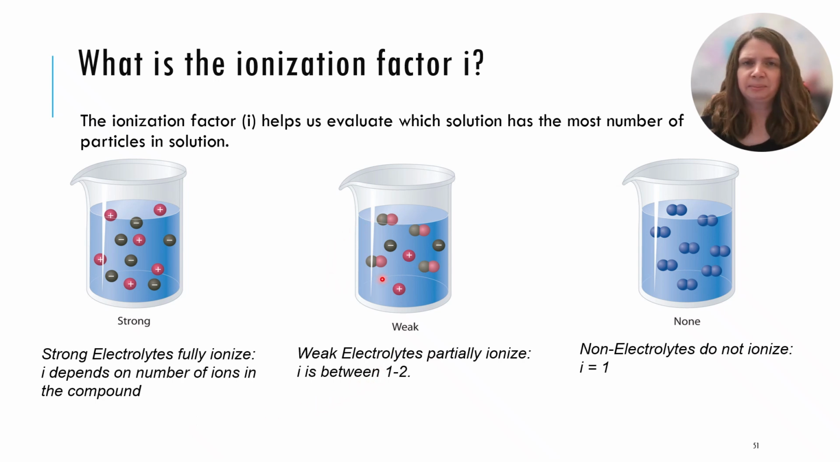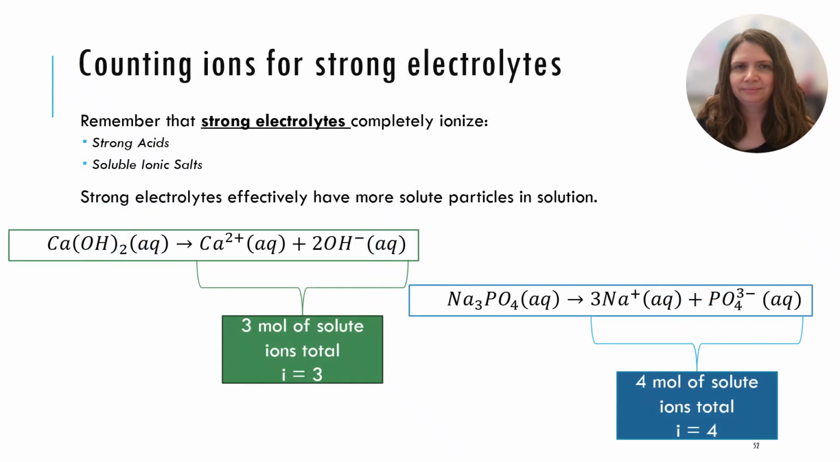Weak electrolytes partially ionize, giving an ionization factor between 1 and 2. Non-electrolytes do not ionize. One solute molecule dissolved results in just one particle, so their ionization factor is just 1. Ionic compounds and strong acids are strong electrolytes. We can determine the ionization factor by counting the ions in the chemical formula.